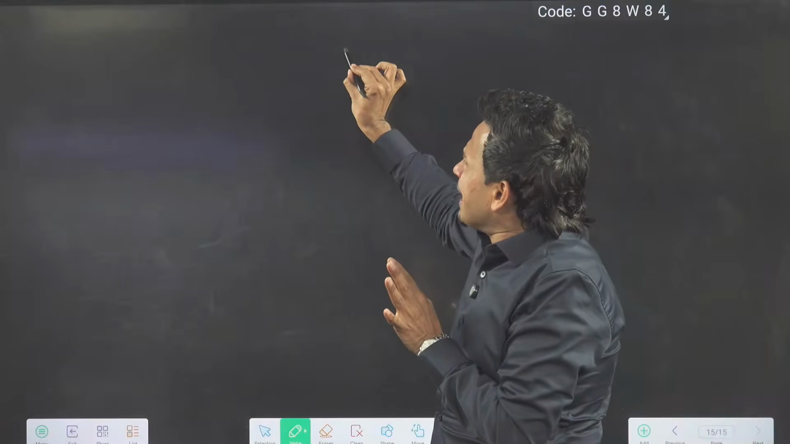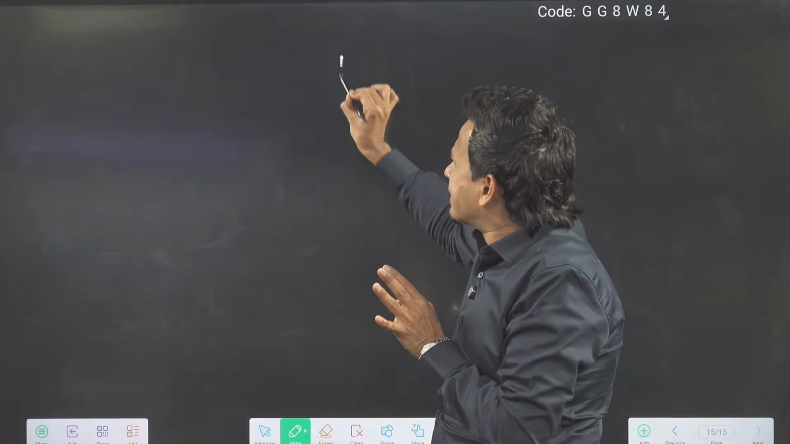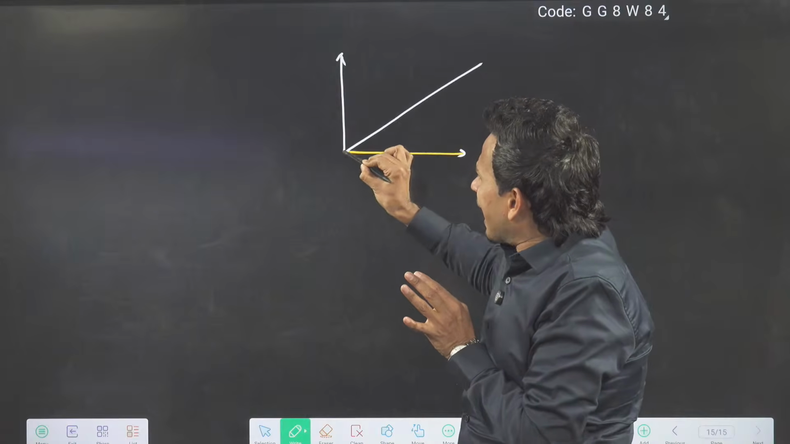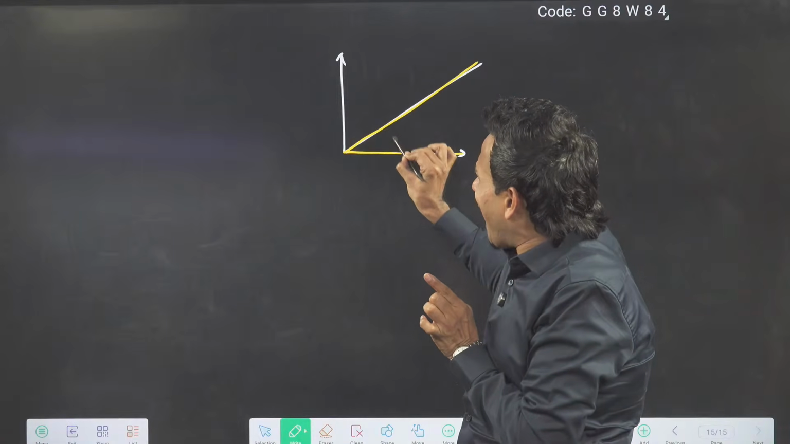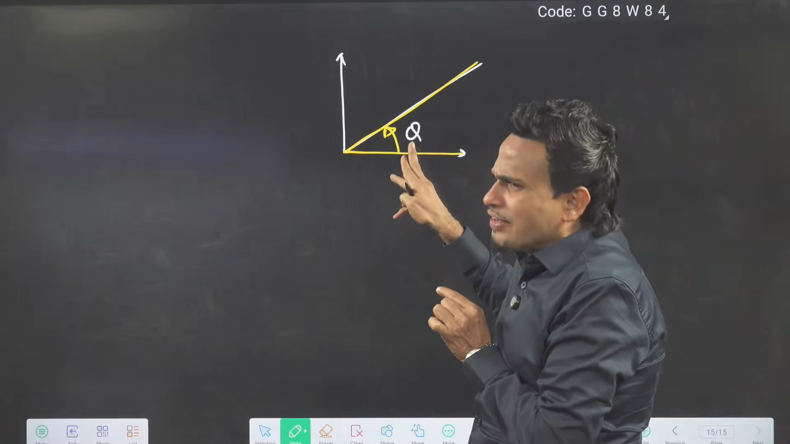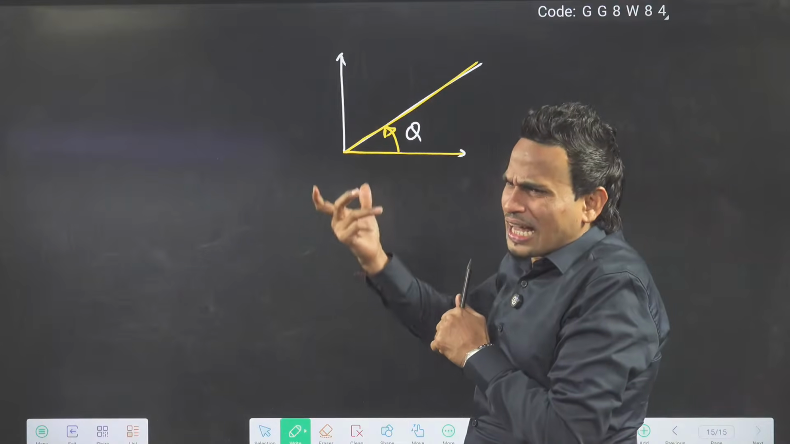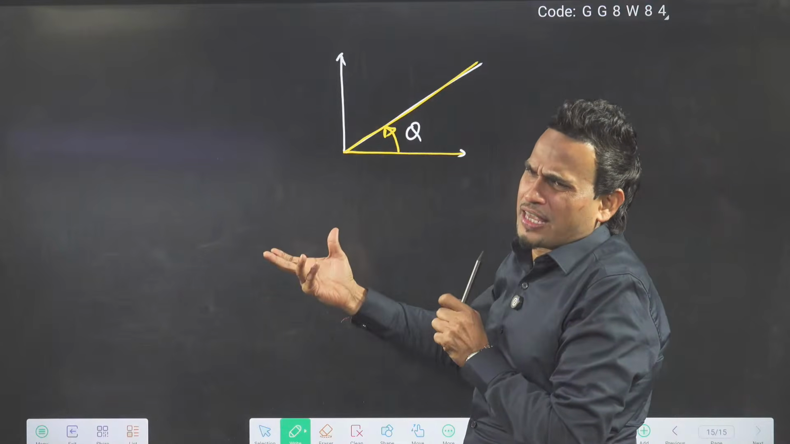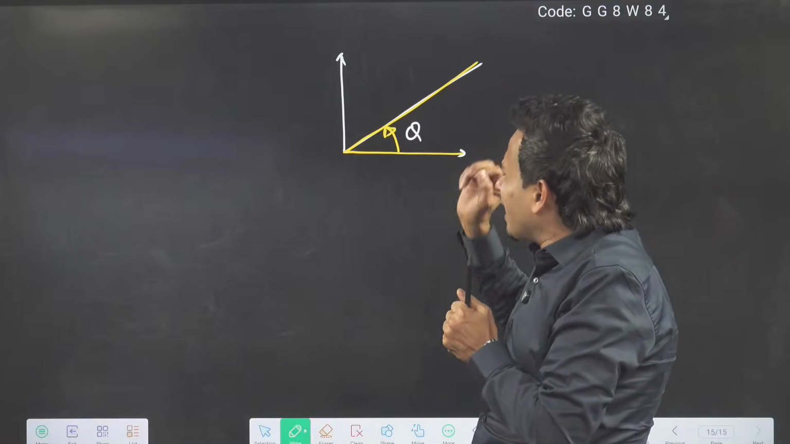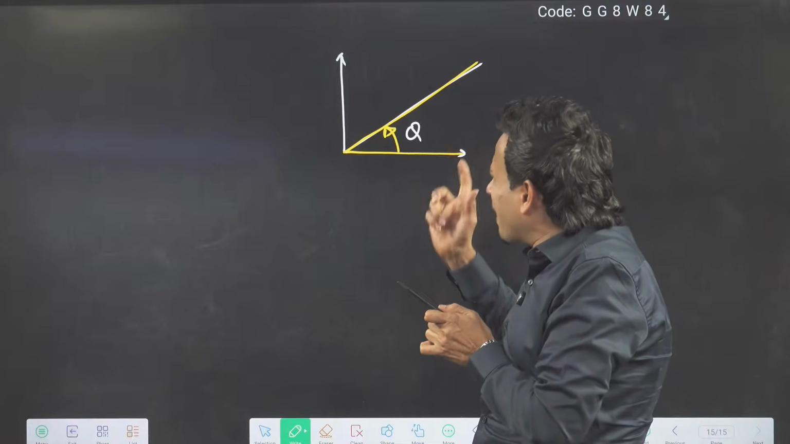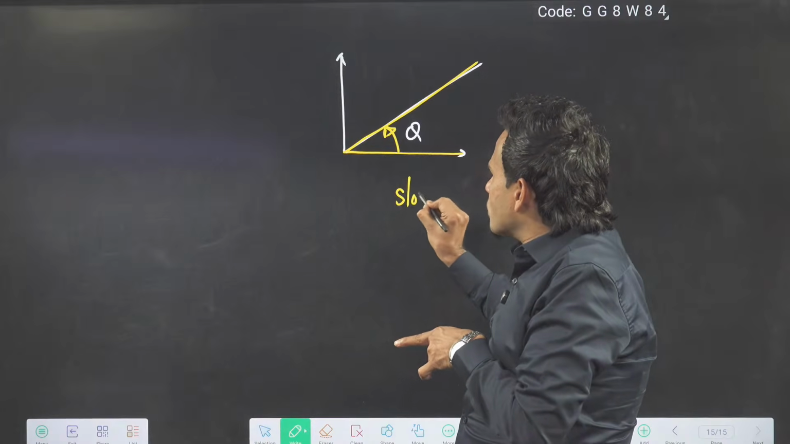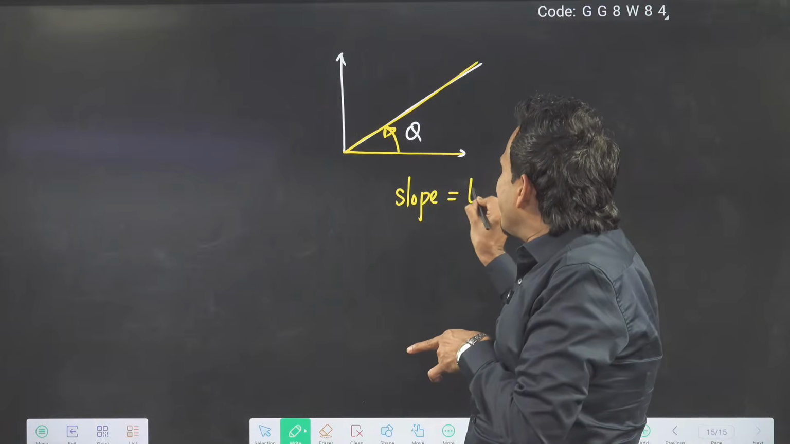So whenever you have any graph, for example, I have a graph like this. This is the graph that I have. Now this graph is making some angle with x-axis. Whenever we have any graph, that graph cuts the x-axis. When it cuts the x-axis, with x-axis it makes some angle. When you calculate tan theta of that angle, that is known as slope of the graph. So slope will be tan theta.